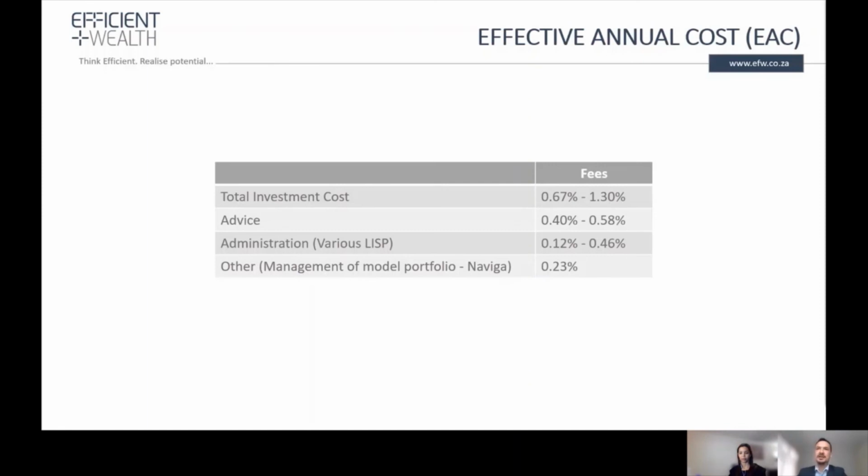At Efficient Wealth, the portfolios vary between 0.67 and 1.3% TIC. The advice fee will vary between 0.4% and 0.58%, and that includes VAT. And the fee will be determined by the investment value. The admin fee differs between 0.12% at the low end to 0.46% on the high end. And once again, the admin fee will be determined by the investment size. And then the model portfolio fee is 0.23%.